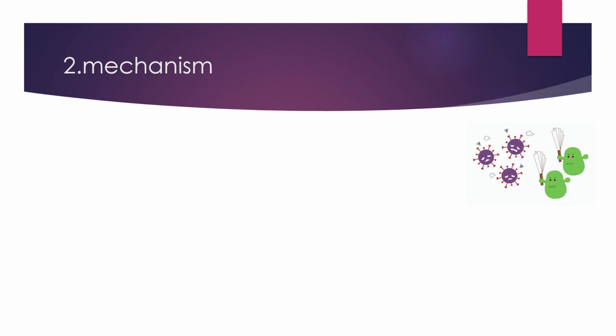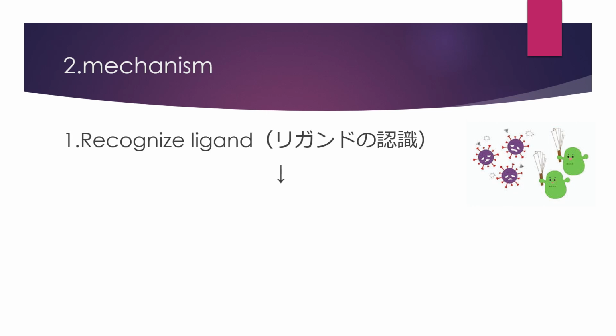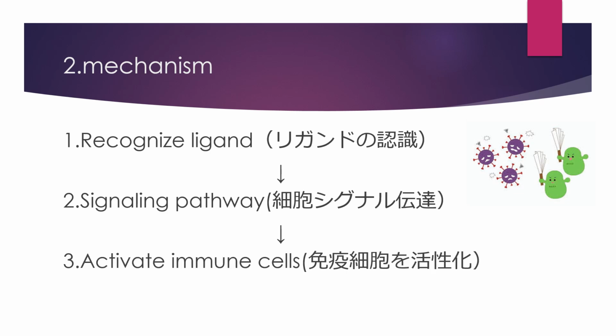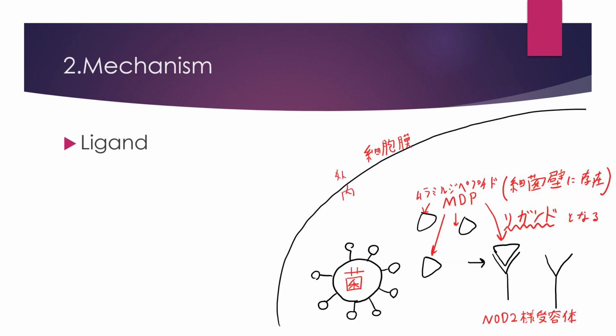Let us now learn the mechanism. Roughly speaking, NOD2 first recognizes the ligand of bacteria that has invaded the cell. After recognizing the ligand, it conveys the invasion of bacteria through signaling pathway. Then, it activates immune cells. Let me explain in detail.